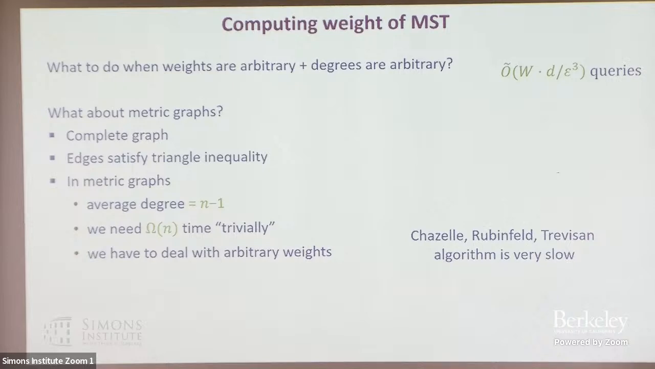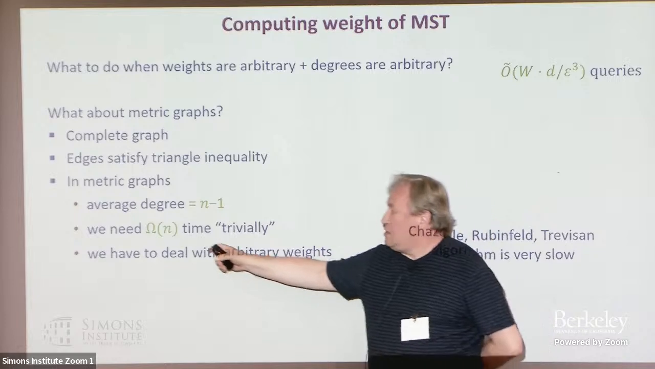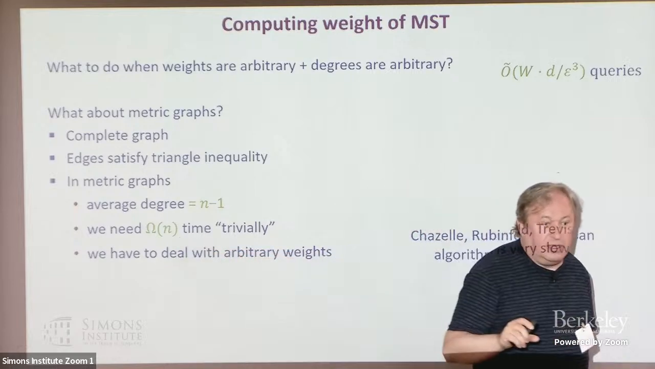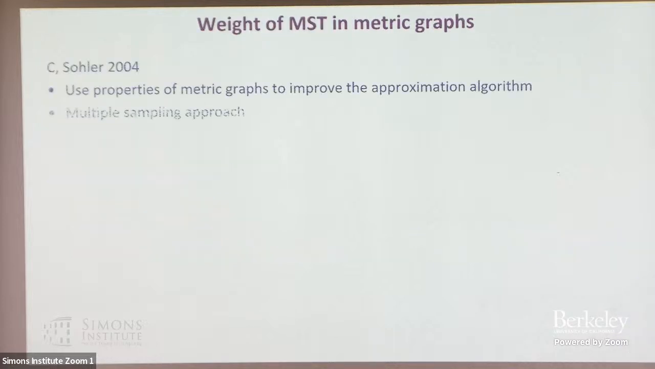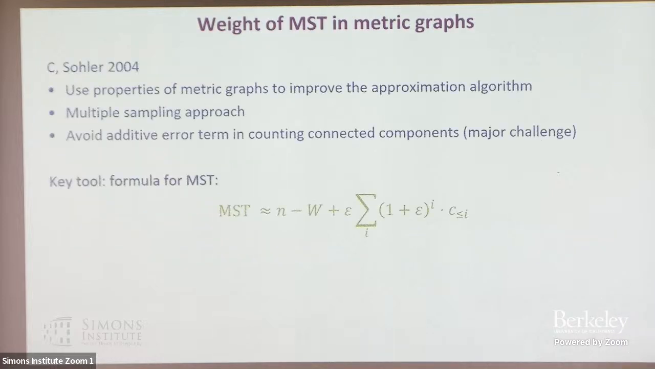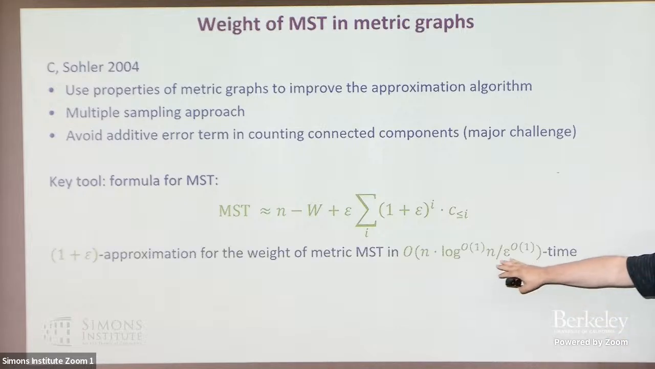First of all, it's important to notice that in this graph, we trivially need linear time to do anything. However, for metric graphs, these are graphs of size n squared, so sublinear time means little o of n squared. I had a very nice paper with Christian Sohler where we extended the ideas from Ronitt's paper and showed that we can come up with a 1 plus epsilon approximation of the MST in time which is n polylog n.